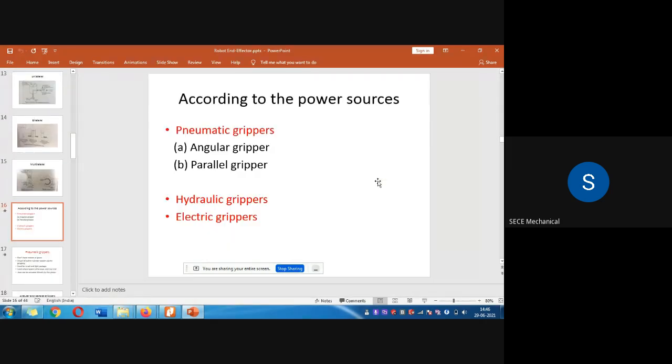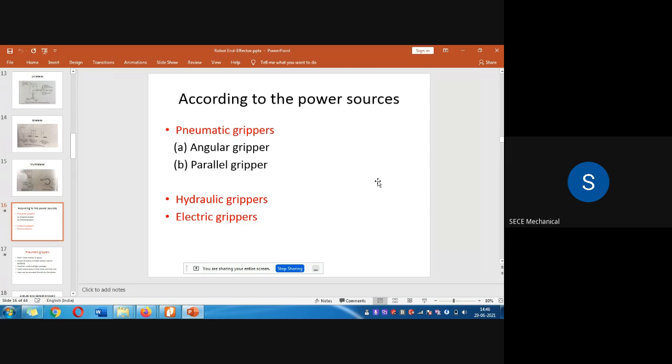So according to the power sources, as we know, the drive system is mainly meant for three types of drives: pneumatic, hydraulic, and electric. So these are the three types of power sources. Based upon those power sources, the gripping system can be varied. That is pneumatic, hydraulic, and electric.